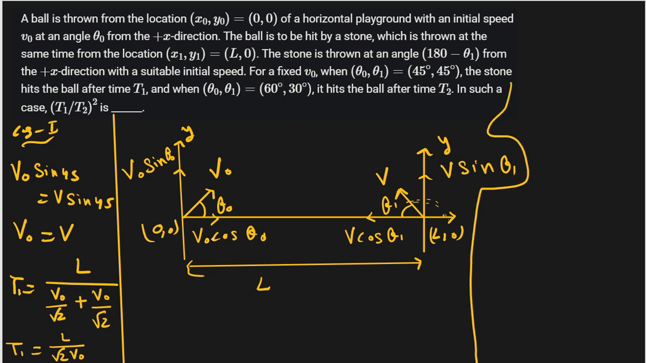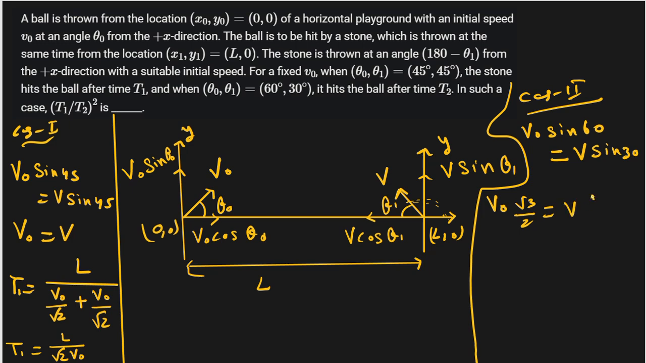When the angles are 60 and 30, so when theta naught is 60, again we will impose the same condition, right here in case 2. So V naught sin 60 should be equal to V sin 30, since this angle is 30. Putting in both values, we get V naught sin 60, which is root 3 by 2, equal to V sin 30, which is 1 by 2. So from this we get V is equal to root 3 V naught.